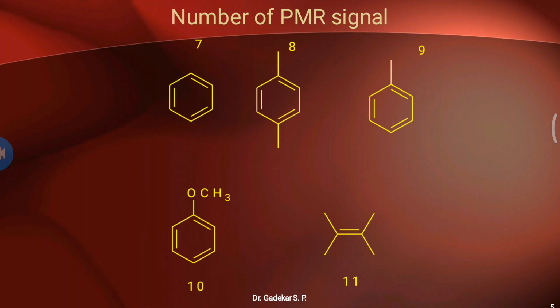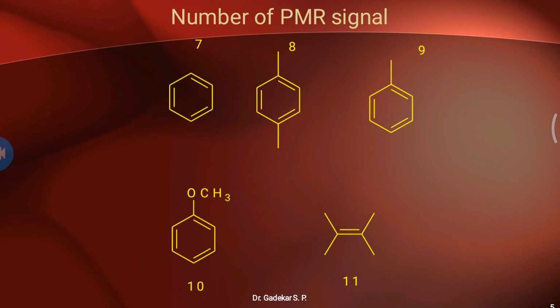Next, example 8, dimethyl benzene, 1,4-dimethyl benzene. The two methyl groups are chemically equivalent, and the benzene ring consists of 4 hydrogens, which are also chemically equivalent. So there are two types of protons and it gives 2 signals.